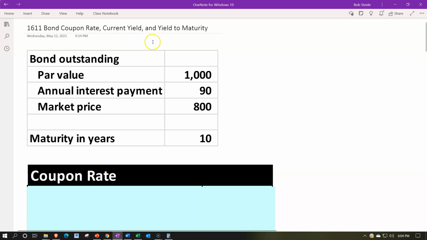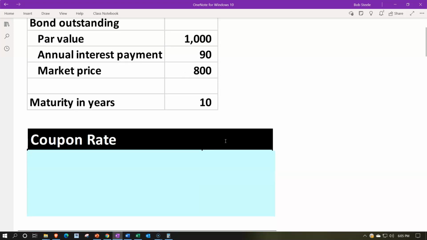Here, we're going to do the comparison between these two, and we're also going to look at an estimate for the yield to maturity, which will be another formula that we can consider. Okay, so we have the bond outstanding, par value $1,000, annual interest payment $90, market price $800, maturity in years 10. So notice what we don't have is the yield to maturity, or what we could call the market rate. We'll calculate that and compare it to the current yield.